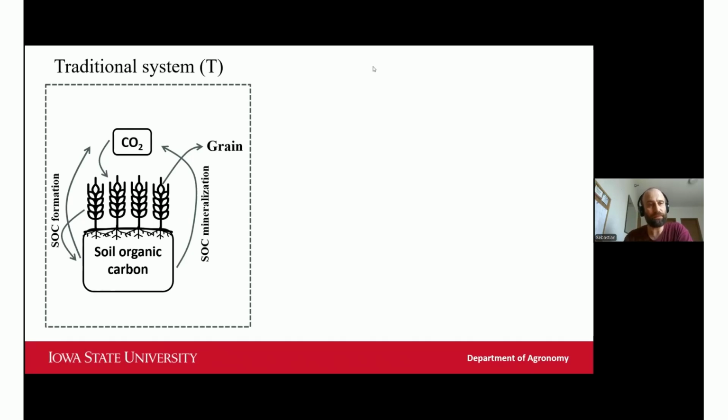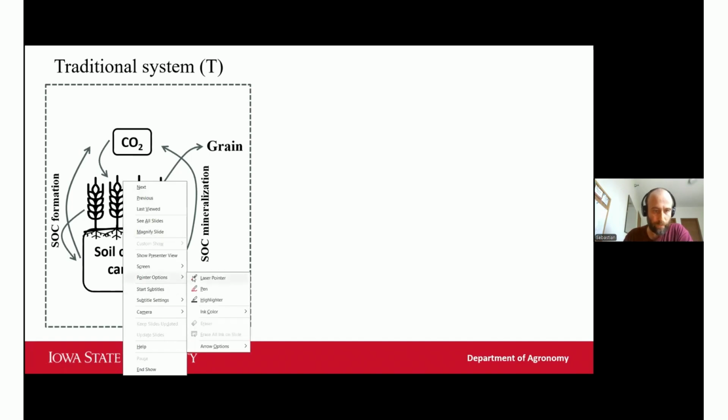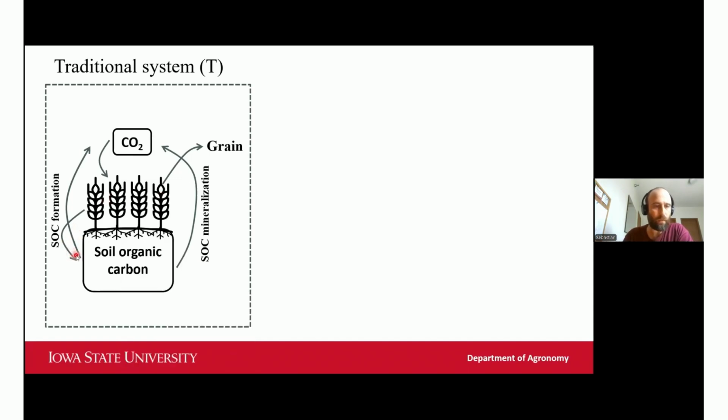So in a traditional system, we have this picture of the carbon balance. We have the CO2 that is taken up by the crops to produce biomass. Then the biomass goes to the soil, and when the biomass reaches the soil, a portion of this carbon is decomposed and released again to the atmosphere. And another portion remains in the soil as the new soil organic carbon formation.